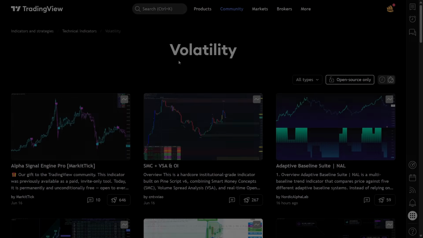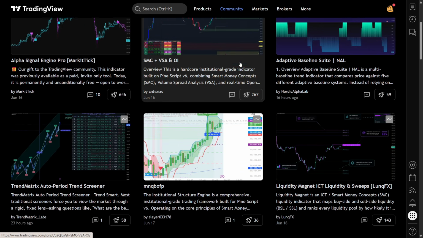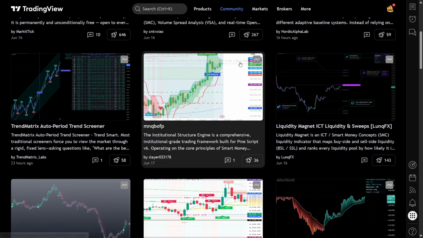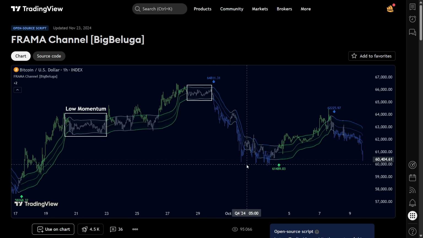Now let's move to volatility indicators. These are useful when you want to know whether the market is quiet, expanding, or compressing. The first one is FROMO Channel by Big Beluga. This indicator uses both momentum and volatility together to identify when activity in the market is low.